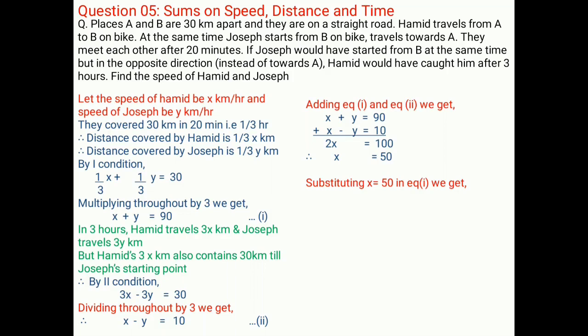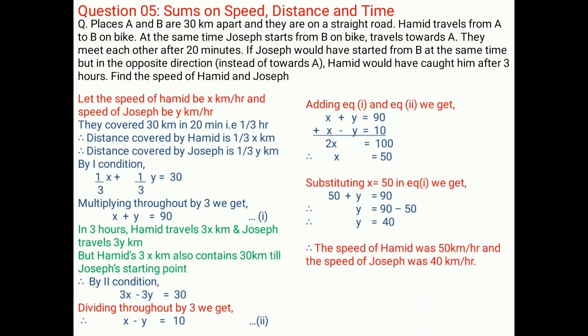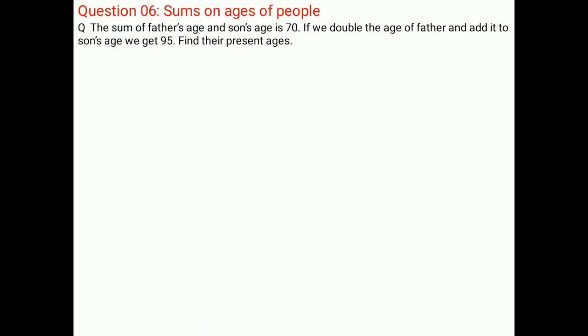Substituting x is equal to 50 in equation 1, we get 50 plus y is equal to 90. Therefore, y is equal to 90 minus 50, which is 40. Therefore, the speed of Hamid was 50 kilometers per hour and the speed of Joseph was 40 kilometers per hour.